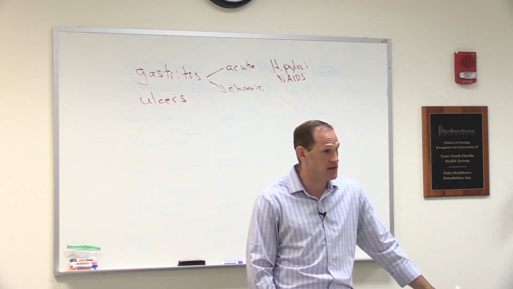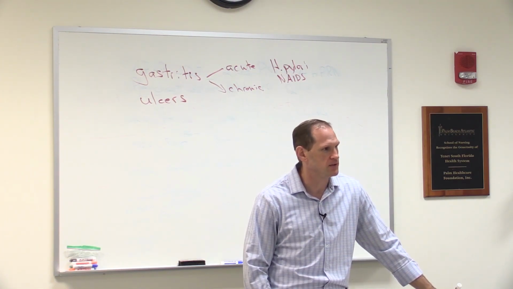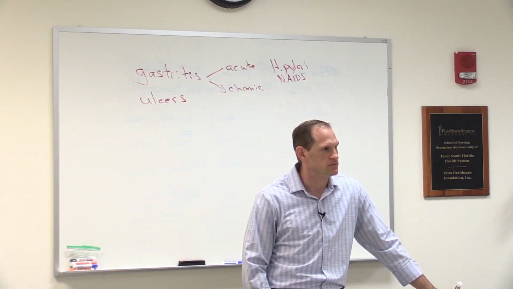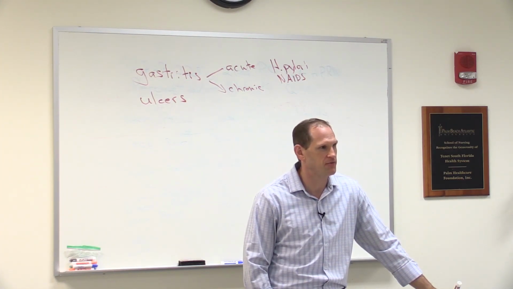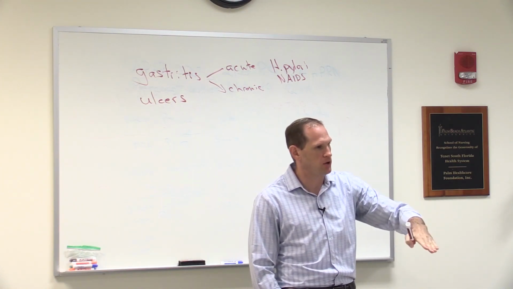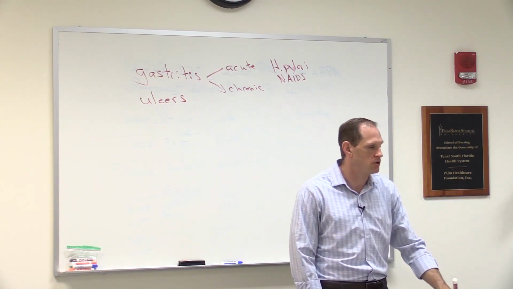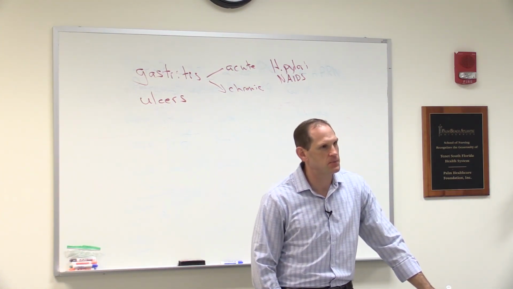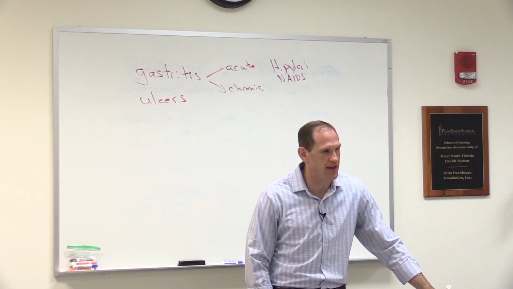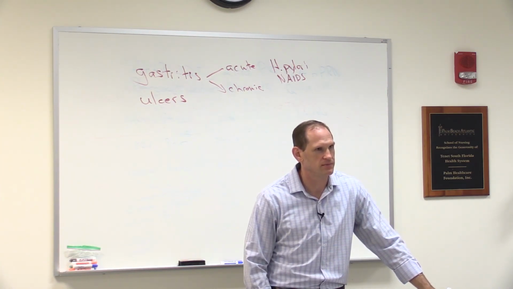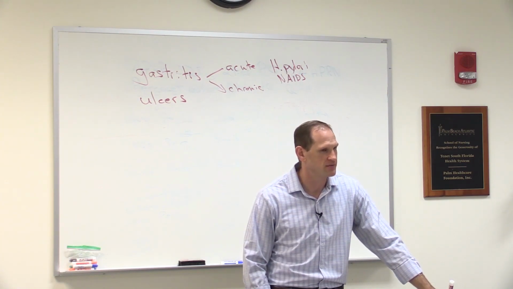If a person tests positive for H. pylori, what should we do? Give them antibiotics to treat the H. pylori. And we'll talk a little bit more about that protocol when we get to ulcers. If the reason the person has gastritis is NSAIDs, what do we need to do? Take them off the NSAIDs.